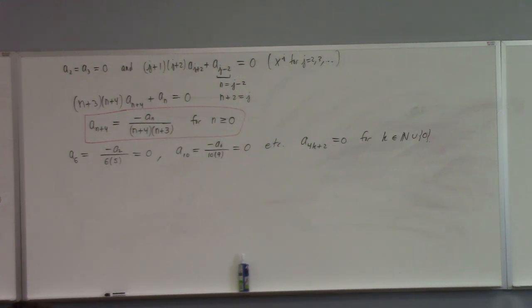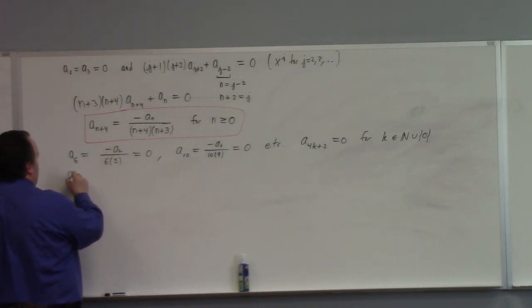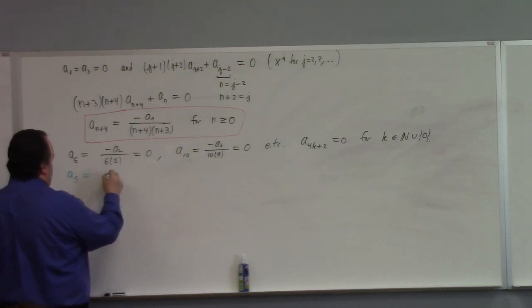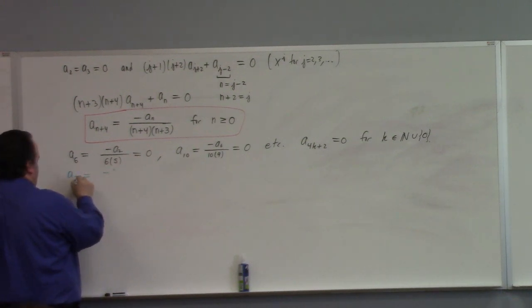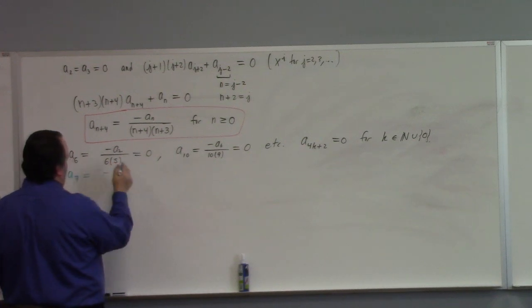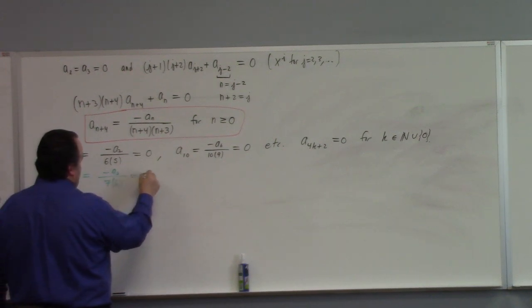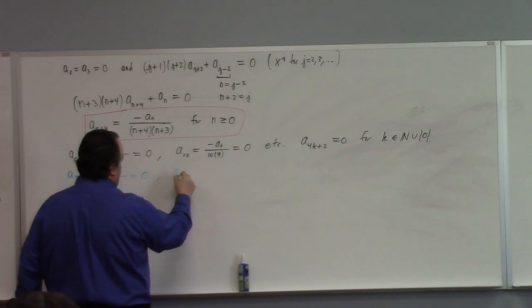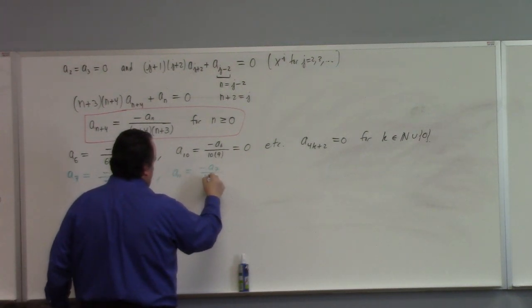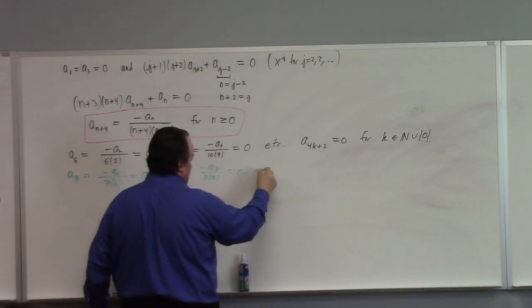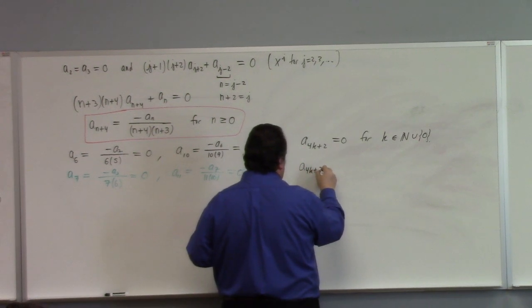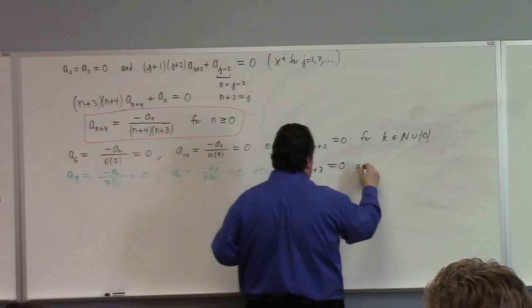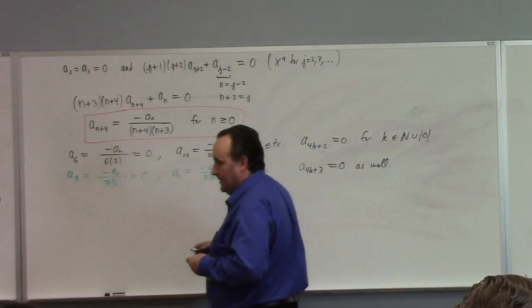If you understand this, the next thing is pretty much the same song and dance. If I do a sub 5, which is minus, oh man, not 5, I want 7. A sub 7 is minus, I subtract 4, less than 7 is 3, a sub 3 over 7 times 6, which is 0. And then a sub 11 is minus a sub 7 over 11 times 10, also 0, etc. So what I see is that a sub 4k plus 3 is equal to 0 as well.